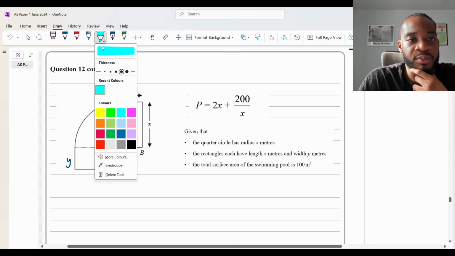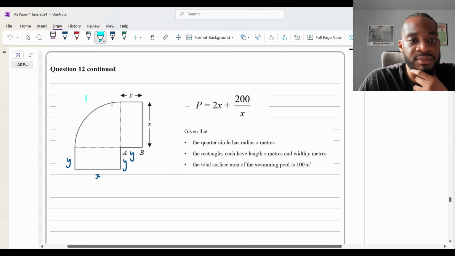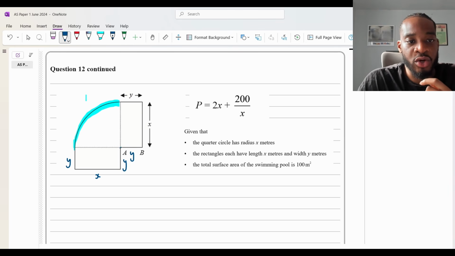Now, the last part of the perimeter is going to be this here, isn't it? Now, remember, they told us that this is a quarter circle with a radius of x. So with that being said, the circumference is going to be 2 pi r divided by 4. So what I'm going to do is just put an expression for a quarter of the circumference here. So it's going to be 2 pi, the radius is x.